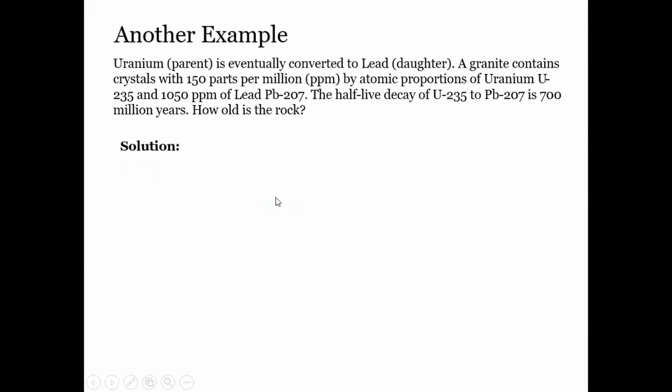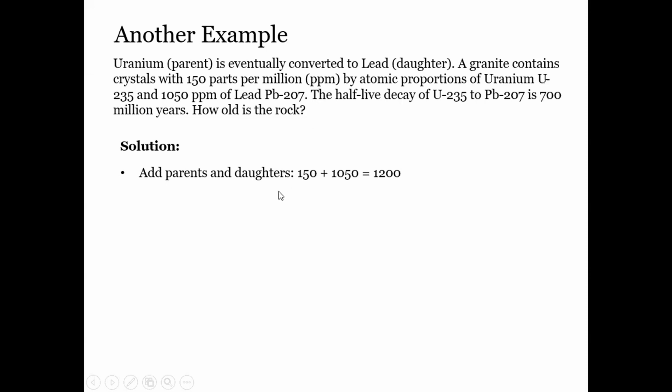Let's see another example. Uranium, the parent element, is eventually converted into lead, the daughter element. A granite contains crystals with 150 parts per million (ppm), by atomic proportion, of uranium-235 and 1050 ppm of lead, Pb-207. The half-life decay of uranium-235 to lead is 700 million years. Question is, how old is the rock?